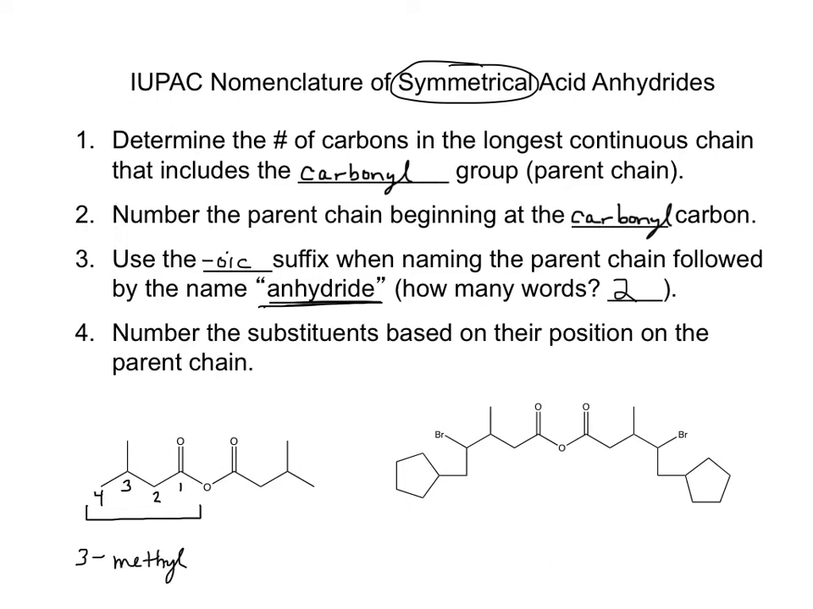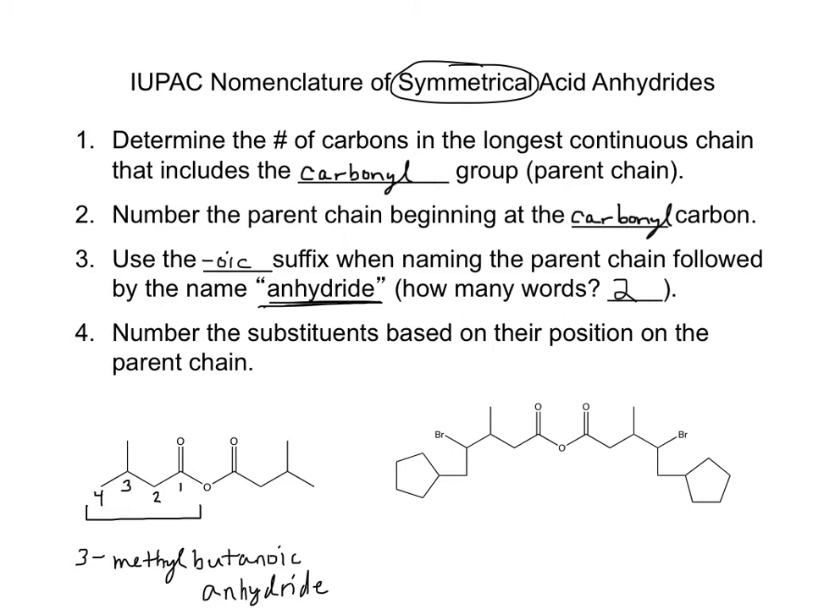And it is butane, it's 4 carbons, so butane. So we'll go butanoic. It came from butanoic acid, it's no longer carboxylic acid. It is an anhydride. And that would be 2 words. So there's a space after butanoic. Okay, going to the next one.